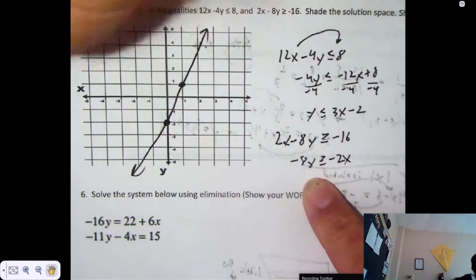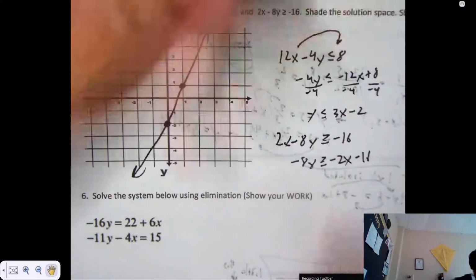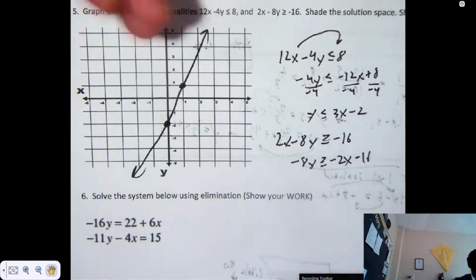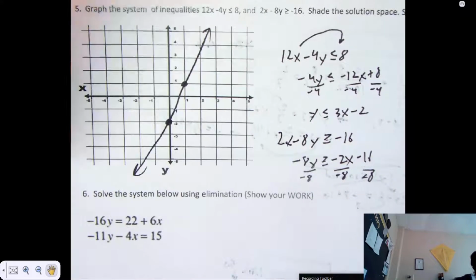Same deal on this one. Solve for y. So we're going to take away 2x from the left and the right. And think about the form you're going for. You're going for y equals mx plus b. So that's why I'm doing things the way I'm doing it. Divide out that negative 8.